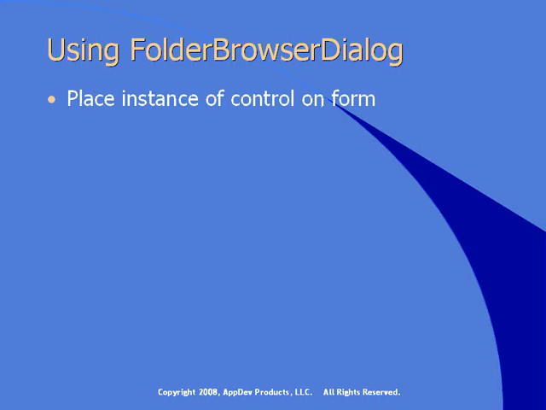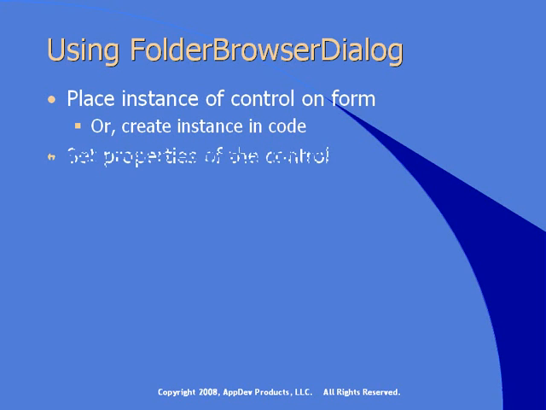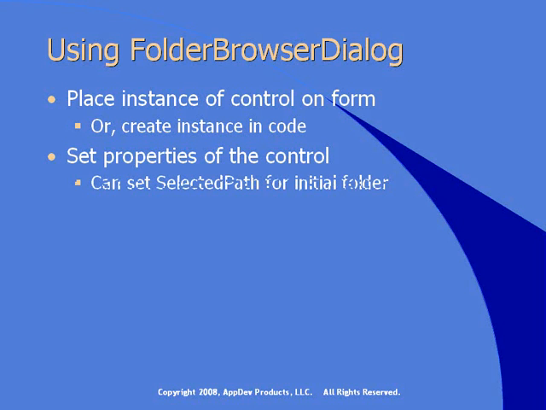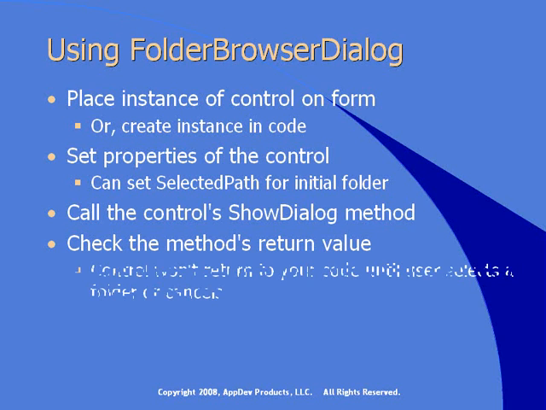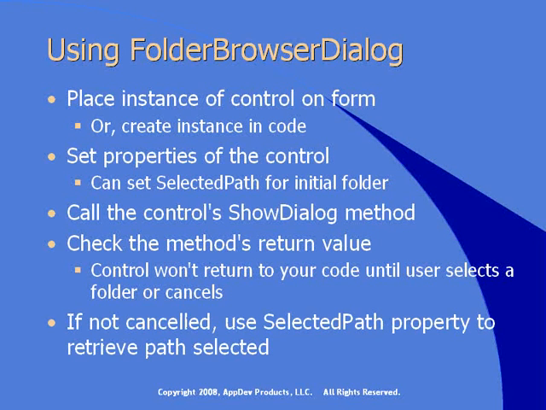To use this dialog, you can place an instance of the control on the form or just create an instance in code. You set properties of the control. You can set the selected path to set the initial folder. You call its Show Dialog method. Check the method's return value. It won't return to your code unless the user either selects a folder or cancels the dialog box. If it's not canceled, use the selected path property to retrieve the selected path. Let's try an example which shows off the behavior of the Folder Browser dialog control.